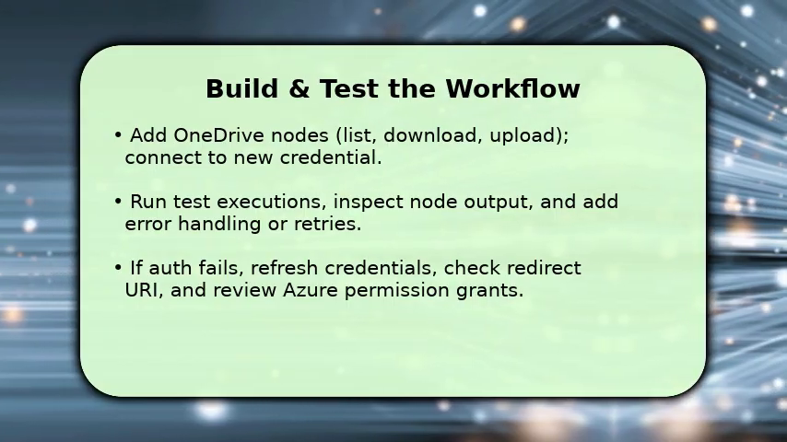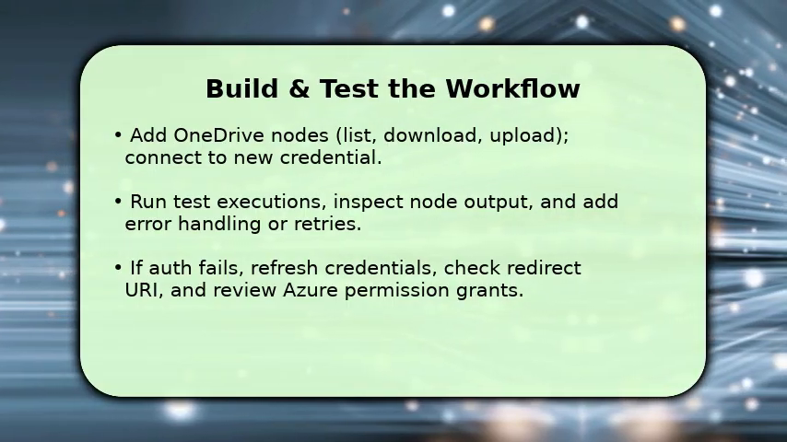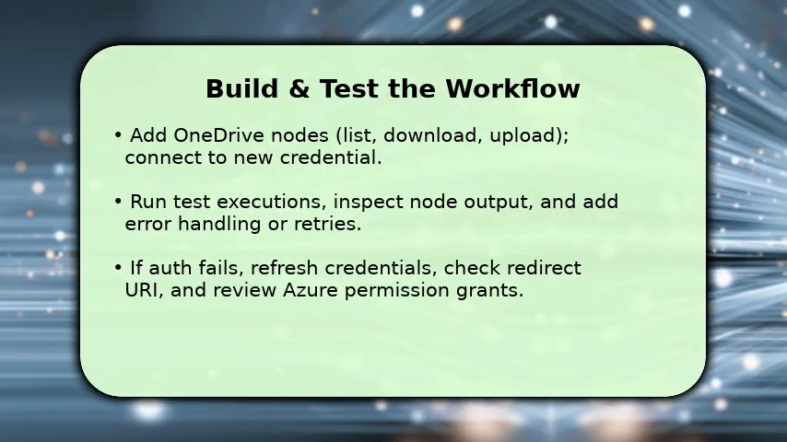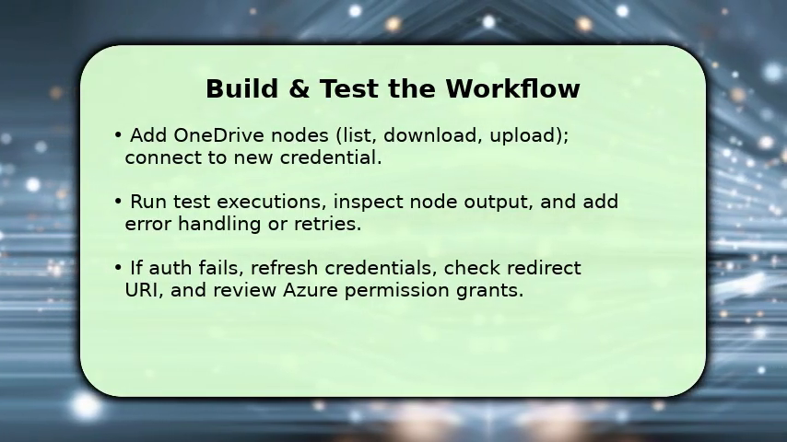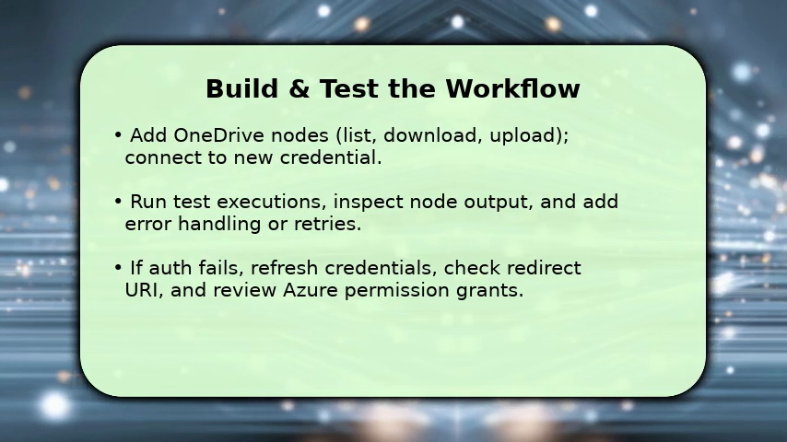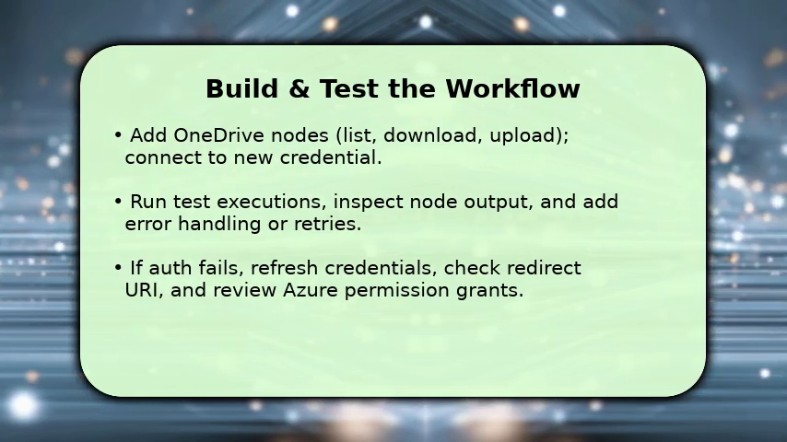If things go wrong, refresh the OAuth credential or recreate the client secret. Make sure the redirect URI in Azure exactly matches N8n's callback, and verify the required graph permissions were granted. Then rerun tests until stable.